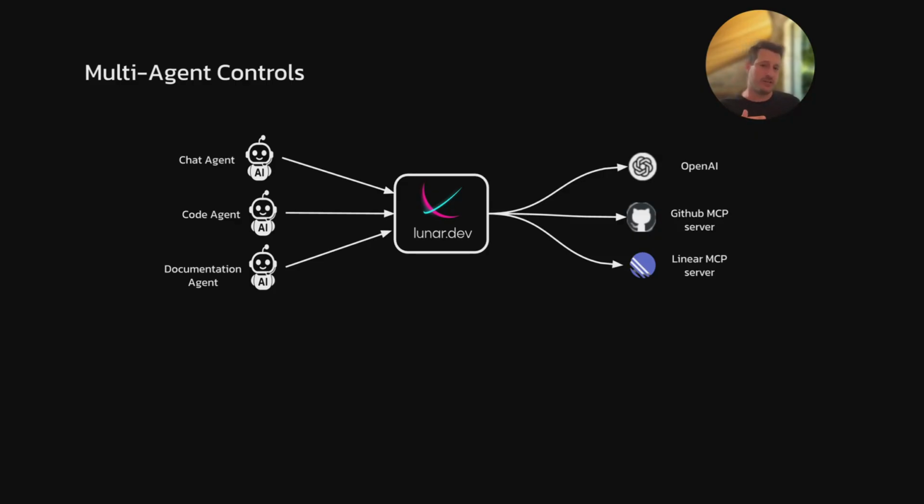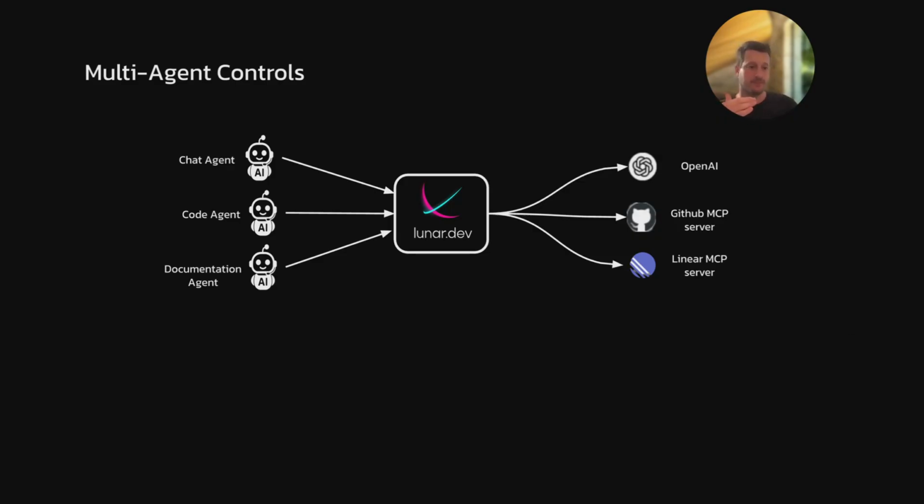Then the code agent steps in. It fetches the relevant pull request from GitHub, applies the necessary code fixes, and then commits them back to GitHub. Finally, we've got the documentation agent. The purpose of that agent is to generate updated documentation based on the code changes and then publish them to GitHub.